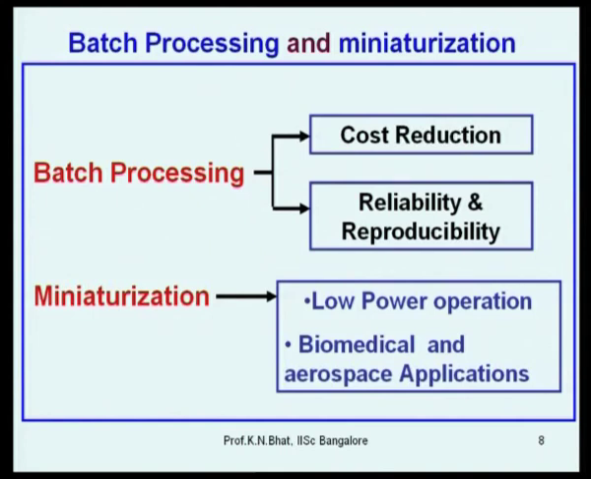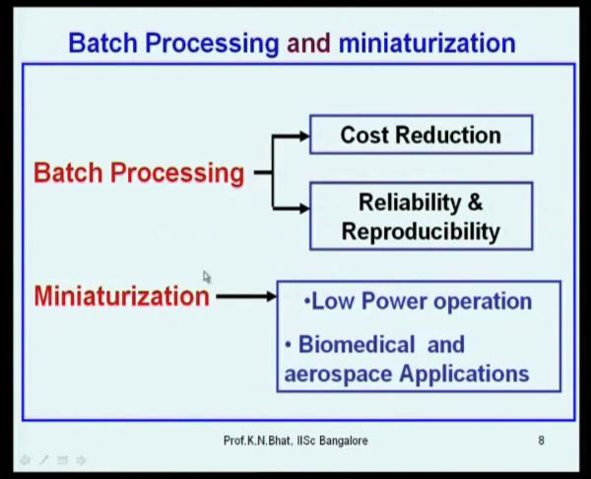The batch processing, as is evident from VLSI, enables cost reduction, because with one process you are able to process a number of devices. Usually, when you want to make a mechanical device, you may use a lathe or some other process to shape the material like steel or some other material. It has to be done one by one.